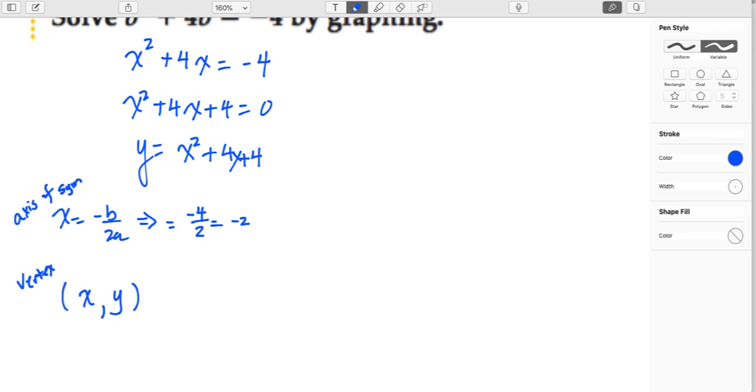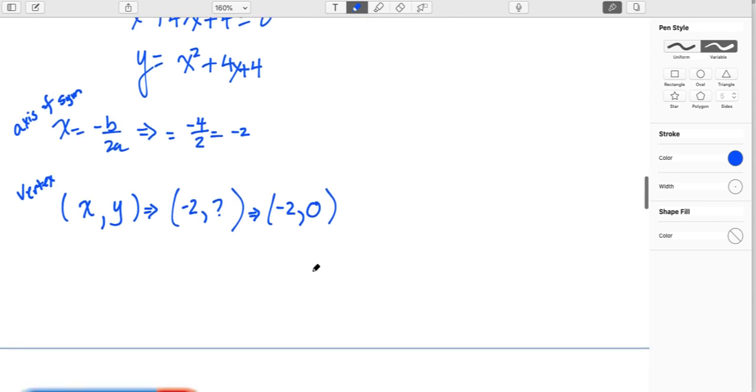Recalling that the vertex is an xy point, we're going to have to find both x and y. We're going to do that by plugging in -2 for the x and figuring out what y is. When we do that, we get that 0 would be the corresponding y value when x is equal to -2. Okay, so that's our vertex.